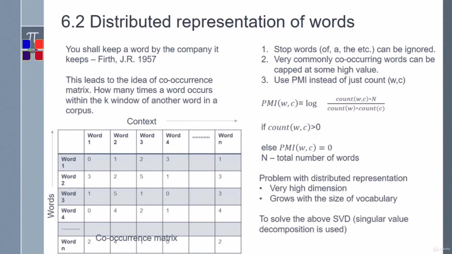Okay. The problem with this distributed processing is the same. It has very high dimension. You have to create all the words in the dictionary, in the vocabulary, and as the size of the vocabulary grows, your ability to use this co-occurrence matrix reduces, because the calculations and computations multiply.